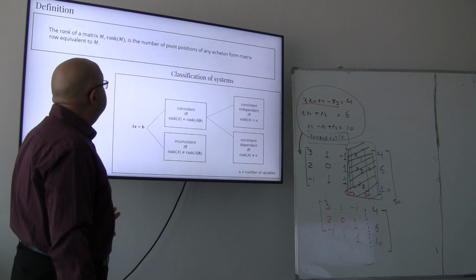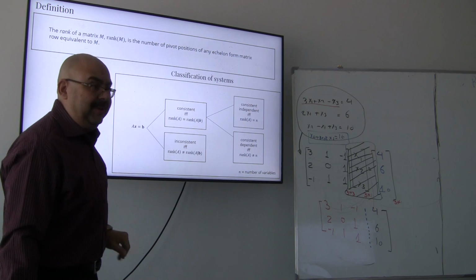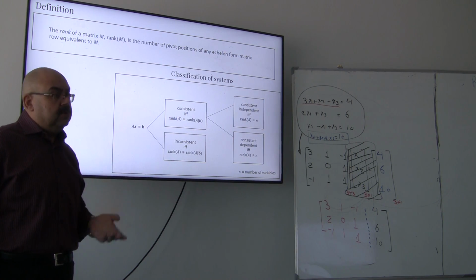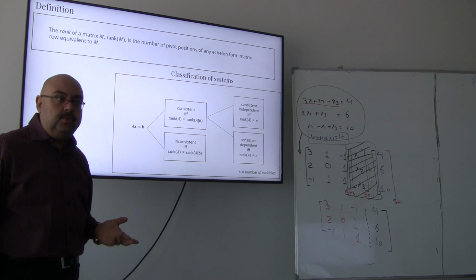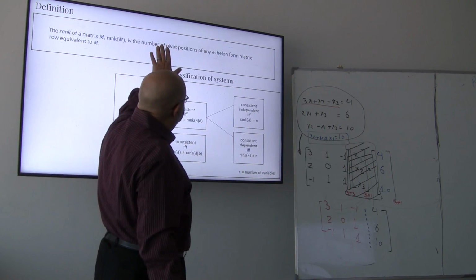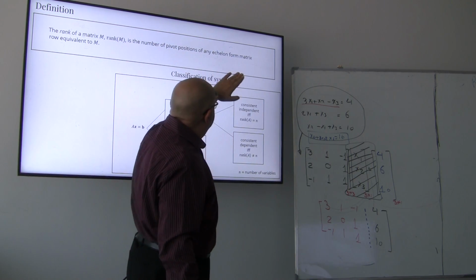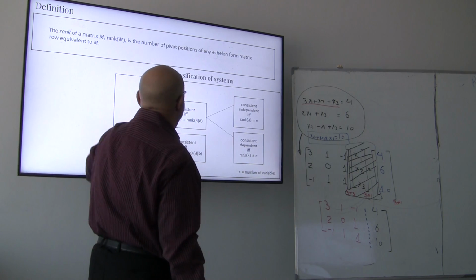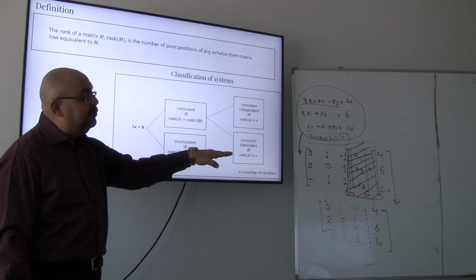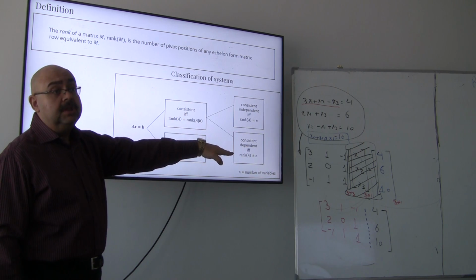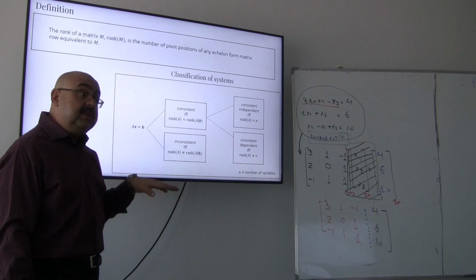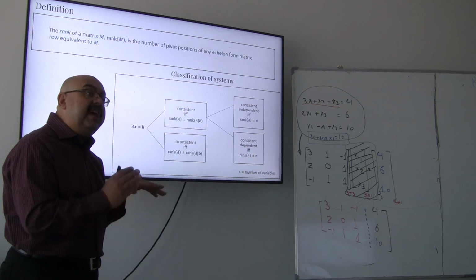For the second one, we will define what's called the rank of a matrix. What's a rank of a matrix? The rank of a matrix is the number of pivot positions of any echelon form matrix row equivalent to M. It is the number of non-zero rows that exist in a matrix, once you are trying to get the echelon form.